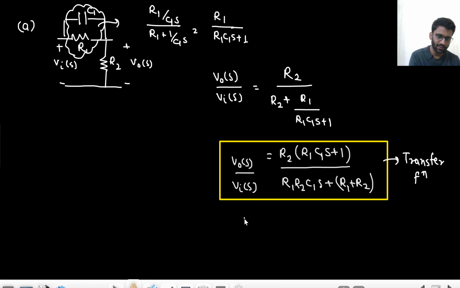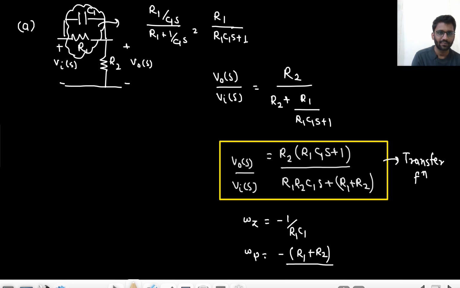So here, what is the location of zero? That is minus 1 by R1C1. What is the location of pole? That is minus (R1 plus R2) upon R1R2 into C1. So this is the location of pole and this is the location of zero, right?